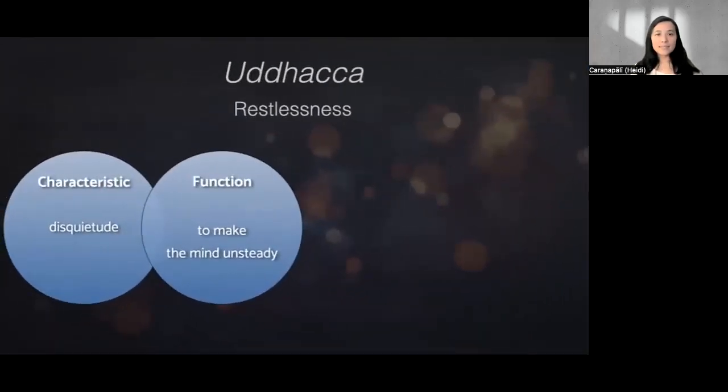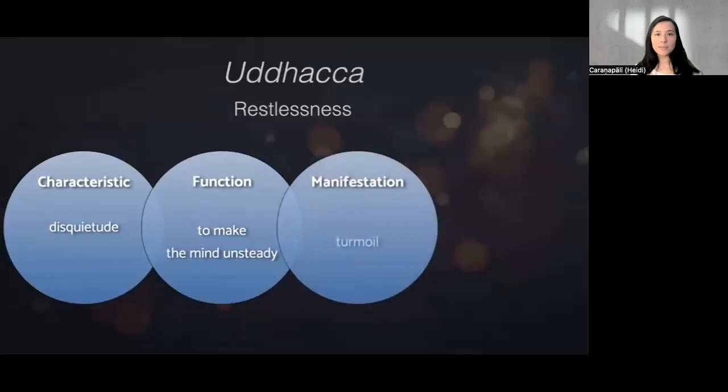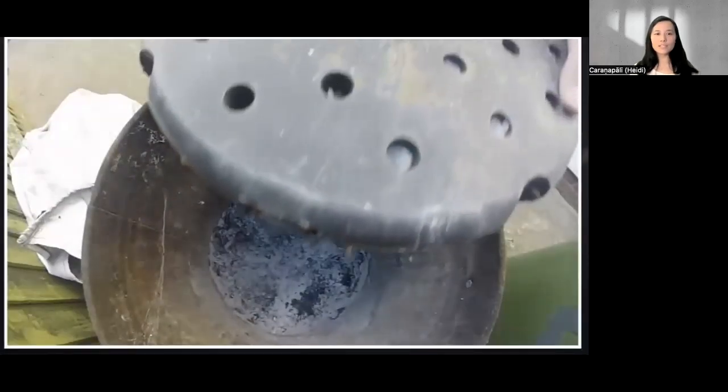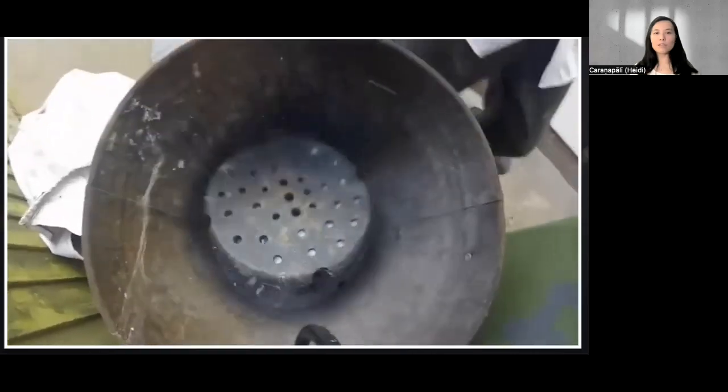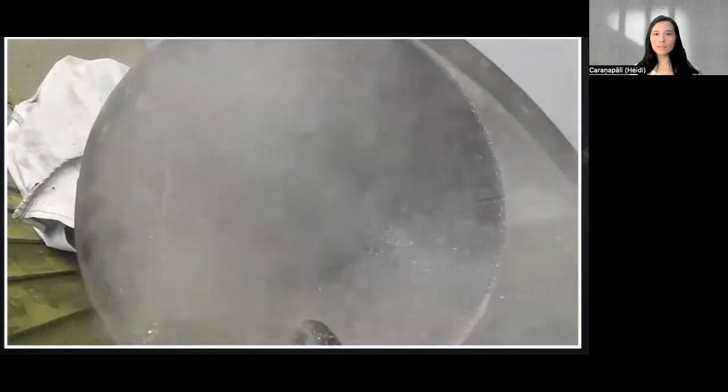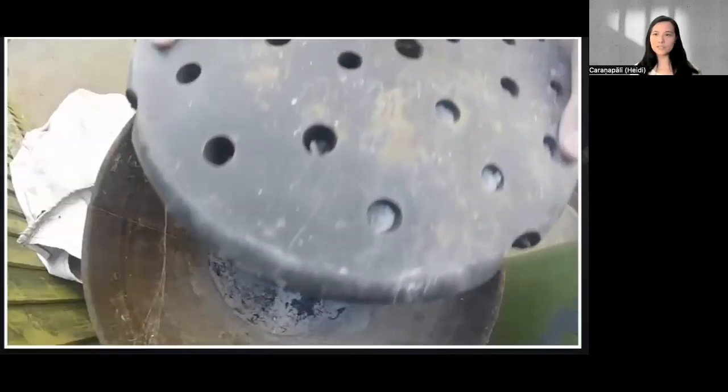And its manifestation is turmoil. The example given by the teachers compares it to ashes which rise up when a rock is thrown into them. So the mind is like this with Uddhacca, restless, like these ashes.